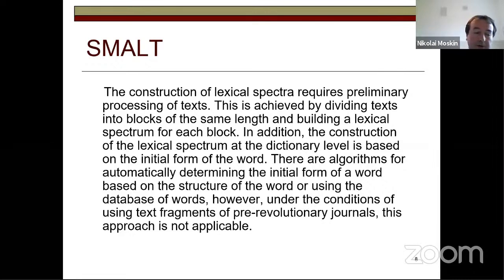Maybe my colleague can also describe the problems of pre-revolutionary orthography.